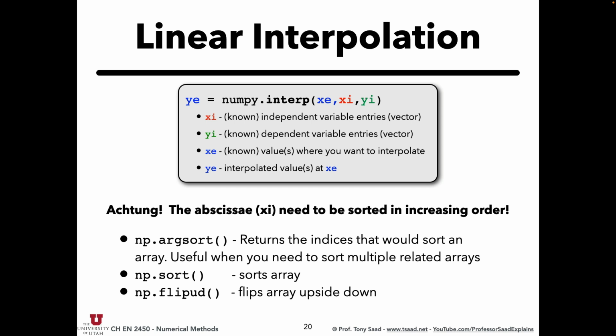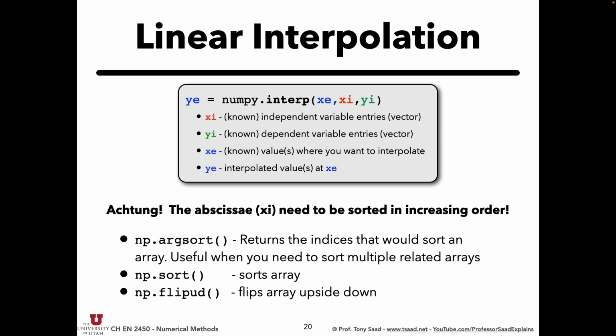But in our case, we need to sort the density or flip it, right? Because our data is already coming in decreasing order. So I need to sort it or flip it. But I also need to sort the temperature according to the sorting of the density. So if I sort the density, I also need to sort the temperature accordingly. The best way to do it is with this Python function. This is the most general. It's called argsort.